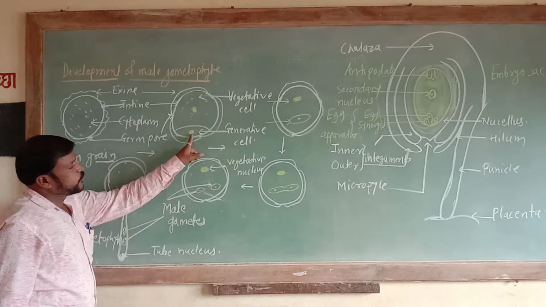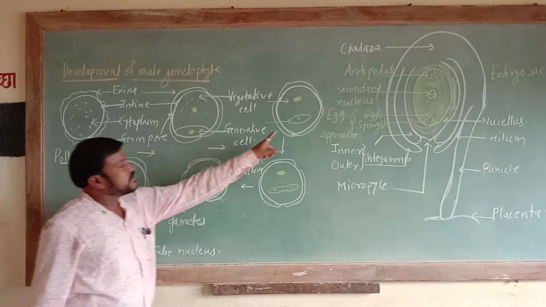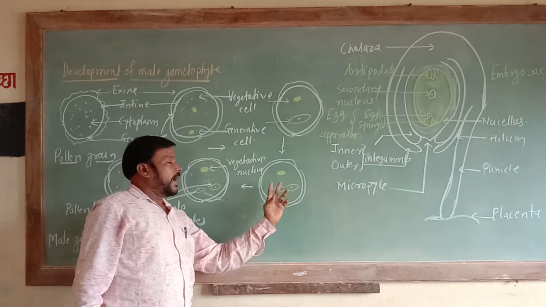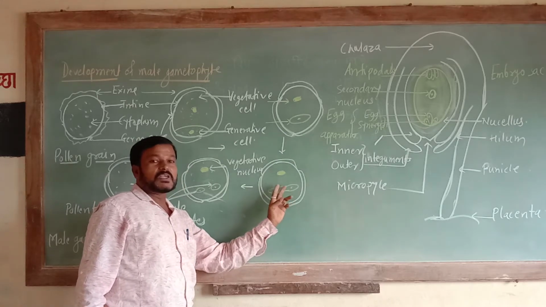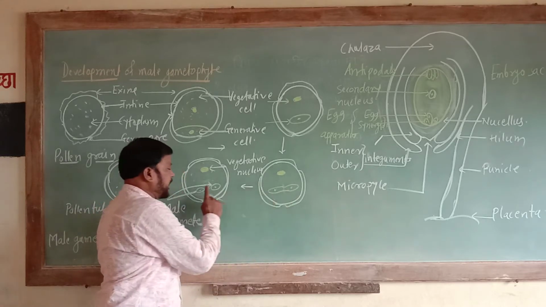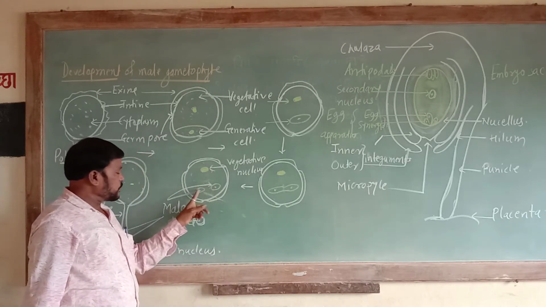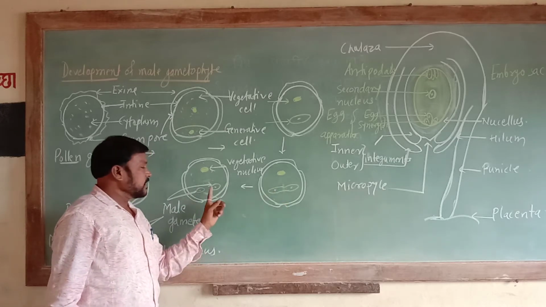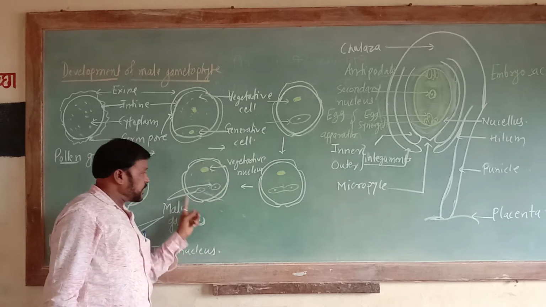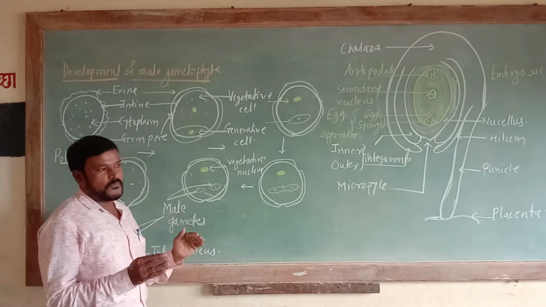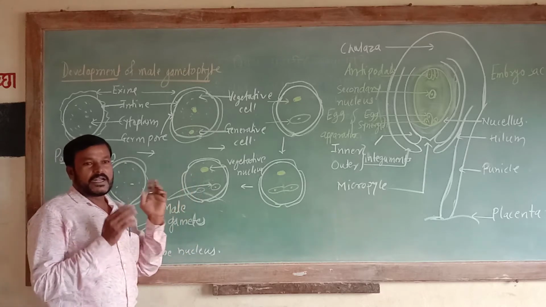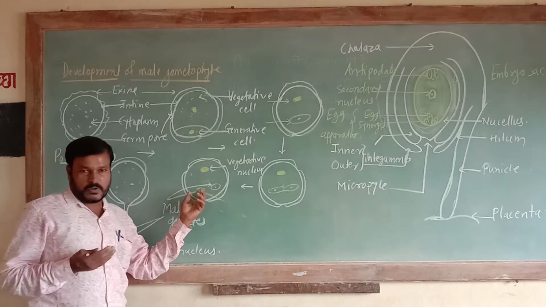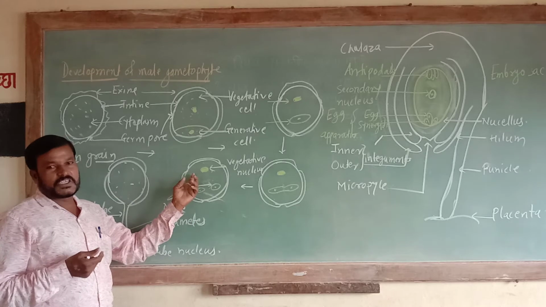Then this generative nucleus divides mitotically into two nuclei, and these two nuclei are nothing but the male gametes. They get separated, and in the next stage these two are called the male gametes. These are non-motile, and at this stage pollen grains are set off or dehisced from the anther, and are ready for pollination. It may be entomophilous or anemophilous, that is, insect pollinated or wind pollinated.